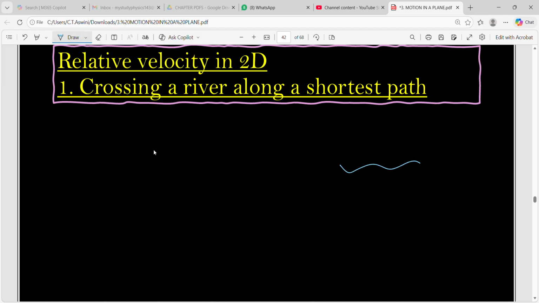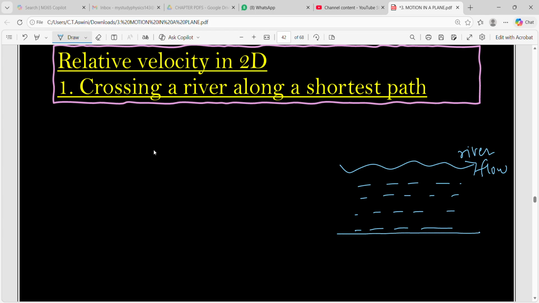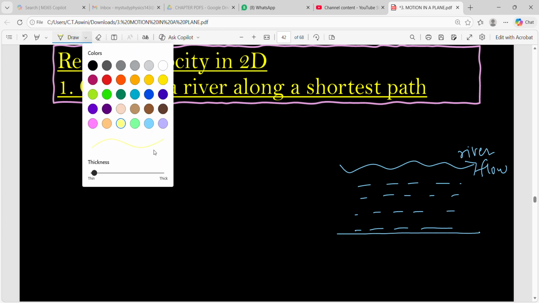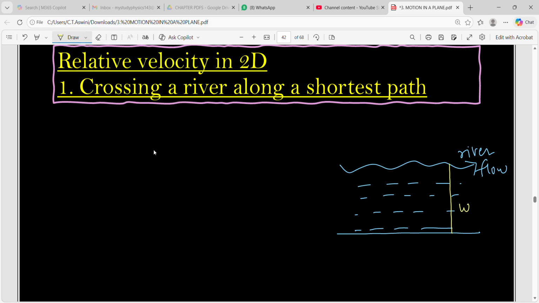So let this be the river. And as indicated, let this be the direction of river flow. River is flowing in forward direction. Let this be the shore. Now, can I consider this as the width of the river? Let this be D. Let us assume point A. There is a swimmer here and he wants to swim from point A to point B. Imagine he started swimming in the same direction A to B.